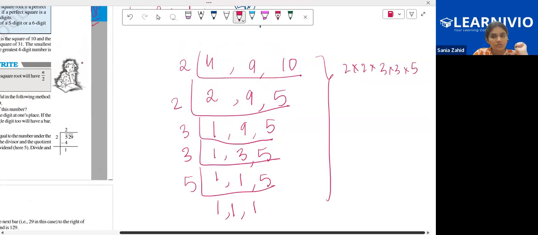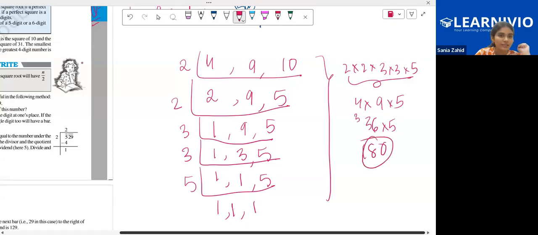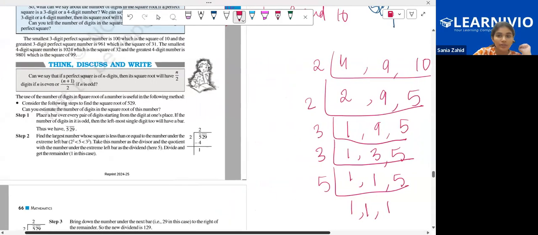So what is the LCM now? To multiply all the numbers? Yeah. Okay, ma'am. 4 into 9 into 5. 36 into 5. 180. 180 is the LCM. Yes, ma'am. Okay. Now what you will do?